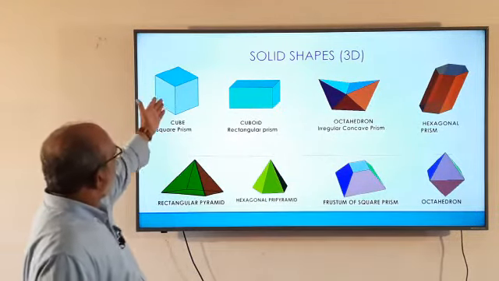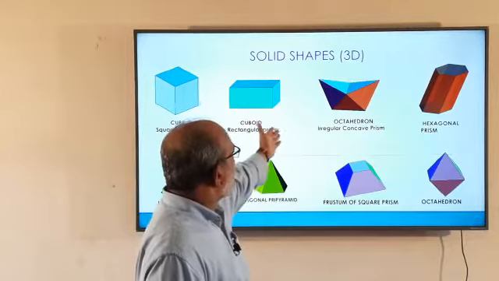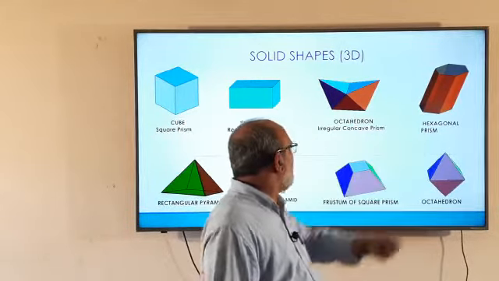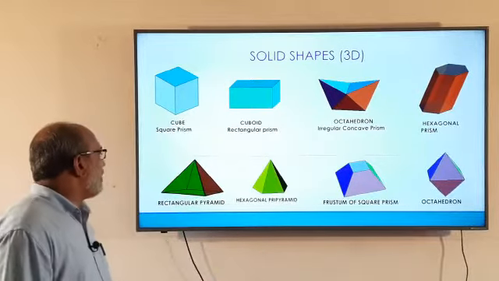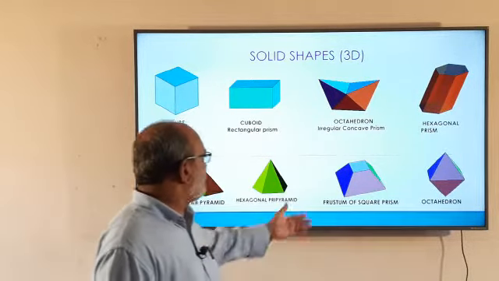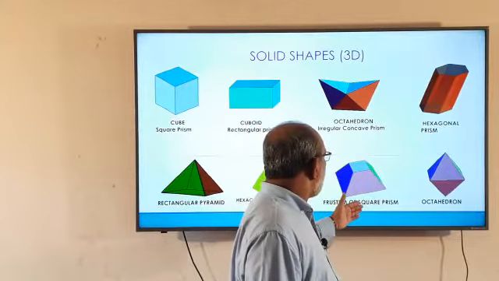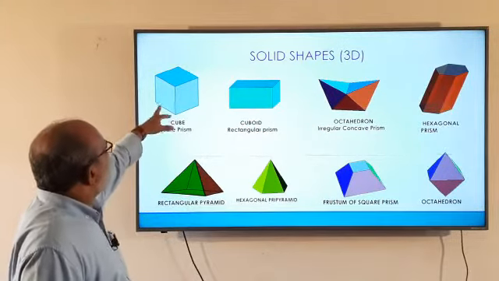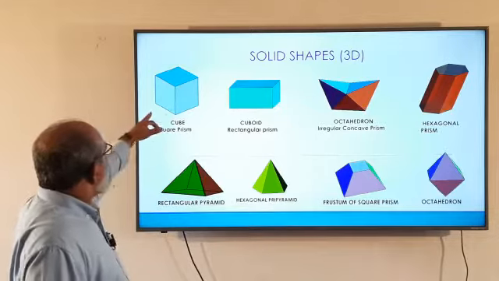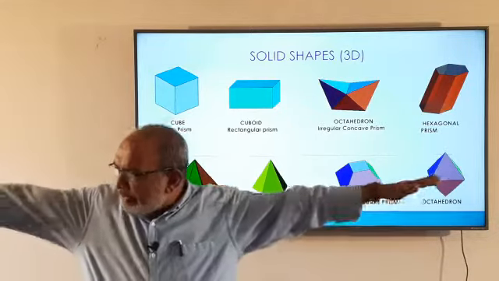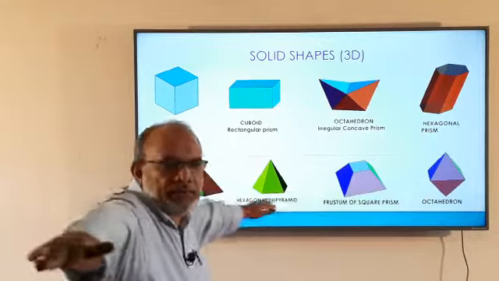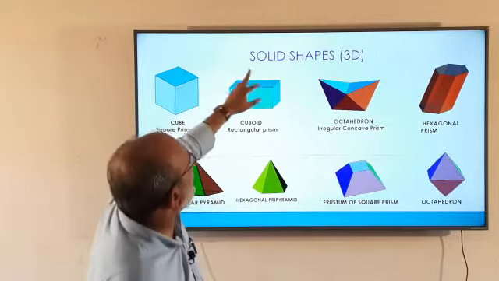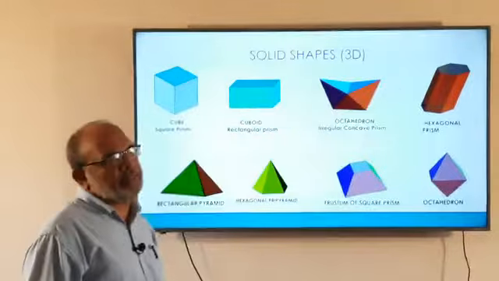It's a cube, the second one is a cuboid, an octahedron, a hexagonal prism, a rectangular pyramid, a hexagonal pyramid, a frustum of a square prism and an octahedron. So you see, this is a solid shape. It has length, breadth, and from earth to the sky it has some height. So it is 3D, it is three-dimensional.